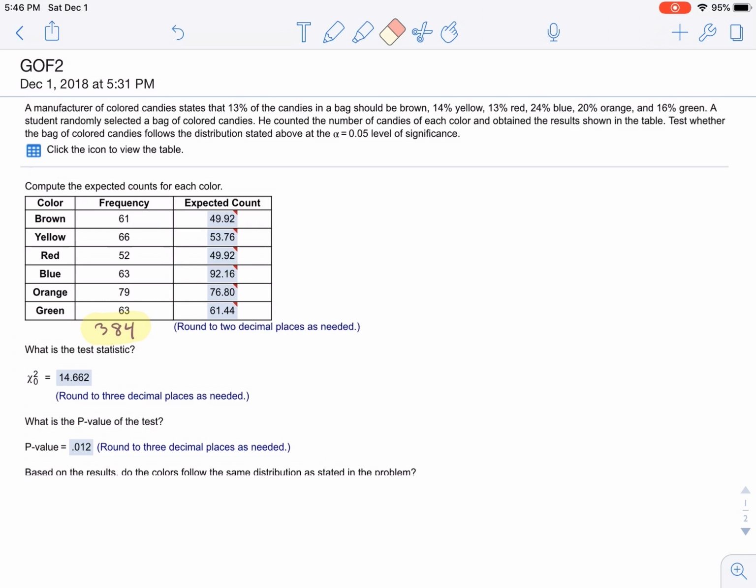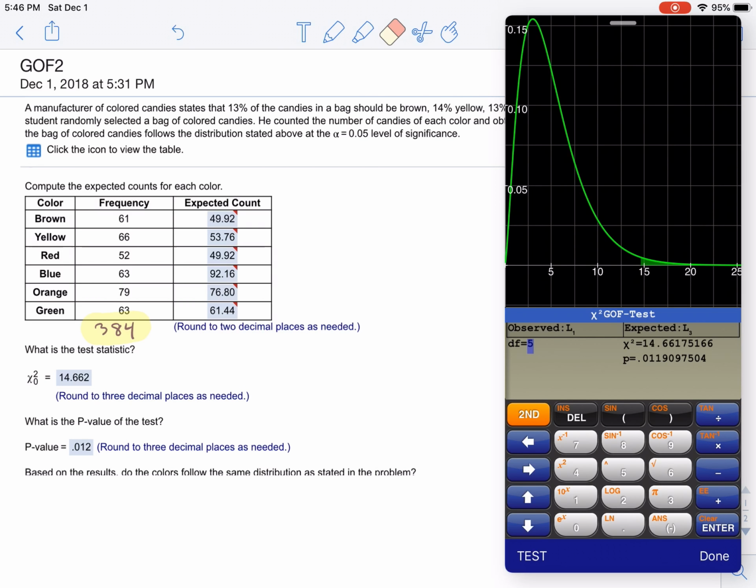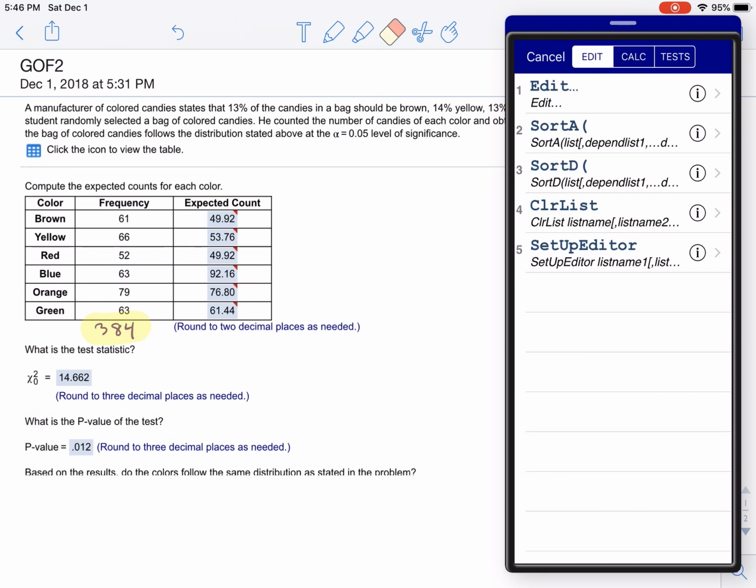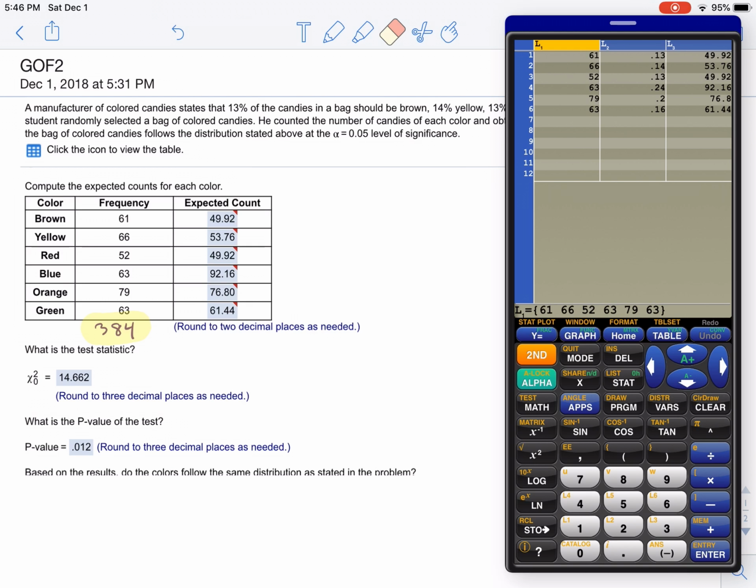So in this situation, we're doing a goodness of fit test. So how do we find the test statistic and the p-value? Well, we need to go to the calculator and put the observed values in L1, which I have there. I put all the observed values in L1, and we need to put the expected values somewhere else, L2 or L3. I put them in L3, so this is what I did.